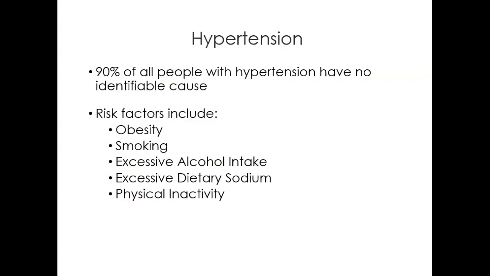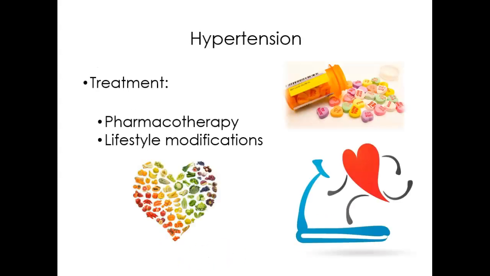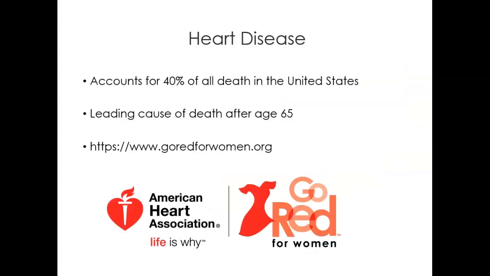So 90% of all people with hypertension have no identifiable causes, but we know there's a lot of risk factors. We know there's risk factors with obesity, smoking, excessive alcohol intake, excessive dietary sodium, and physical inactivity. These are all areas that people can modify, modifiable risk factors. And for treatment for hypertension, there's pharmacotherapy or prescription medications, and then lifestyle modifications. So again, pay attention to the talk from Dr. Beggerts, because the medication he's going to go over will be on your exam and quizzes.